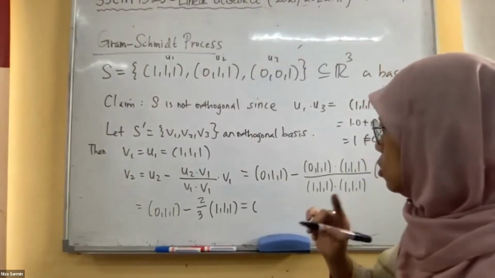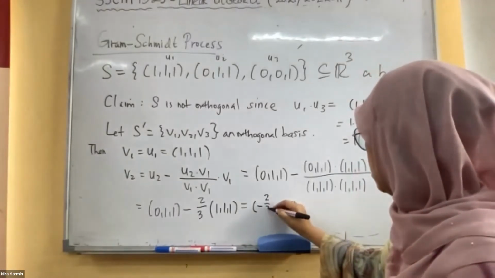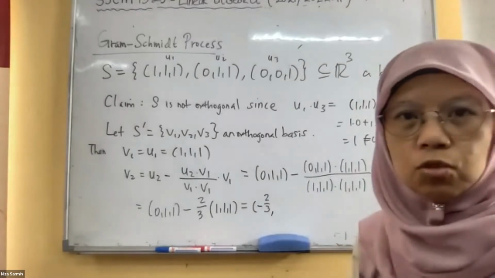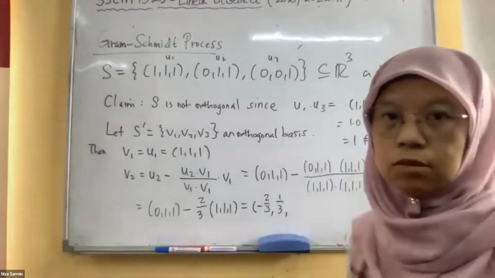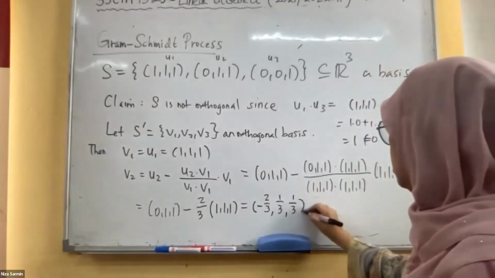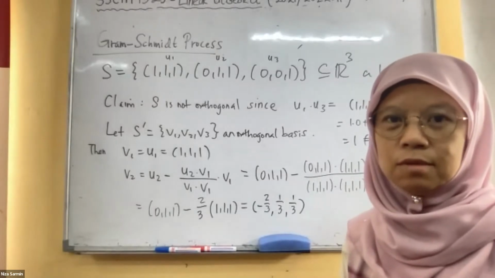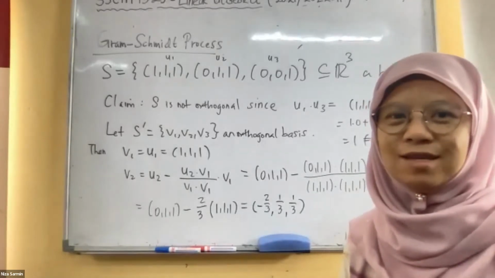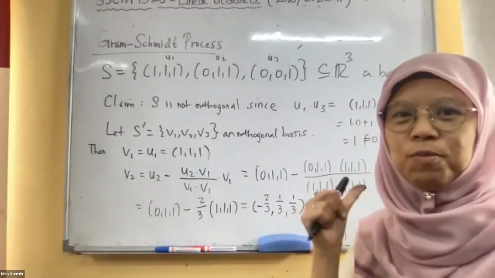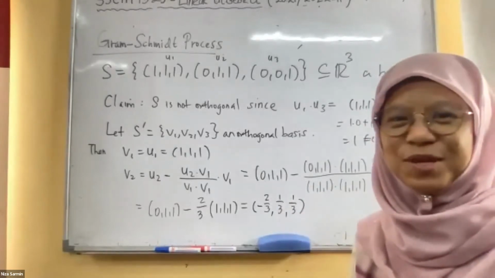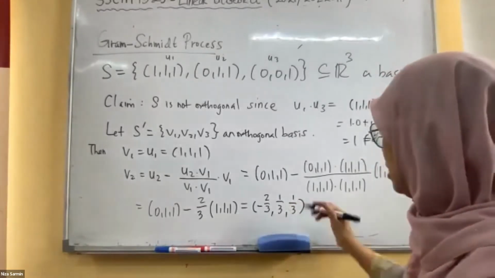So 0 minus 2 over 3. 1 minus 2 over 3. 1 minus 2 over 3. Okay? Okay, you had to use... forgot already. Which week is this? Okay, that's the magic word, right? Okay, so this is V2.